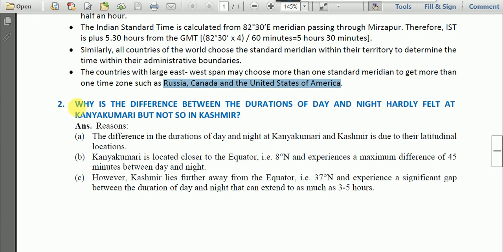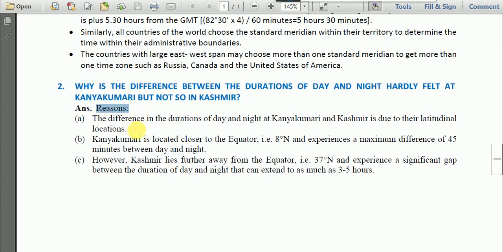Okay, here is the second in-text question mentioned in your textbook. Why is the difference between the duration of day and the night hardly felt at Kanyakumari but not so in Kashmir? Why is the difference between the duration of day and the night hardly felt at Kanyakumari but not so in Kashmir? First, let us read the answer. After that, I will explain.